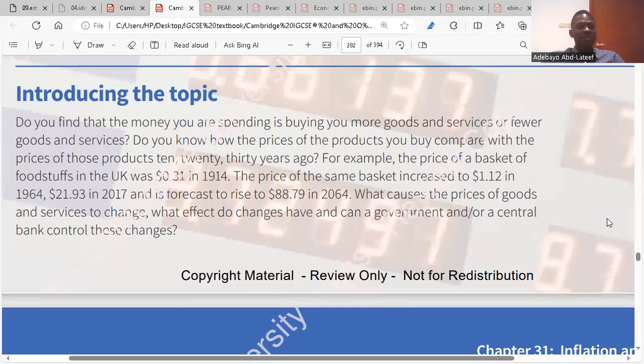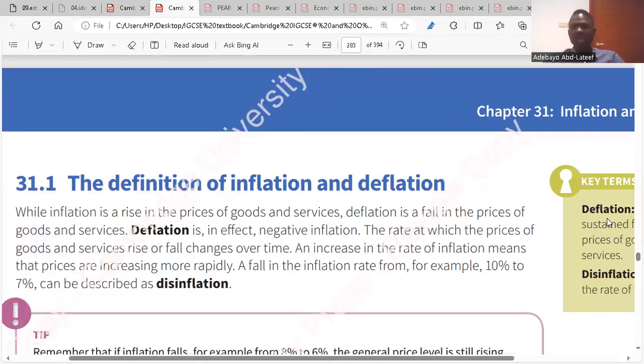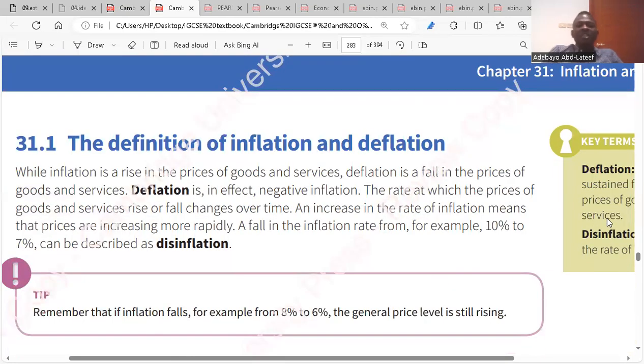What causes the price of goods and services to change? What effect do changes have, and can a government or a central bank control these changes? So these are basically inflation. So the definition of inflation and deflation. While inflation is the rise in the price of goods and services, deflation is a fall in the price of goods and services. So persistent rise is inflation, fall is deflation. Deflation is, in effect, negative inflation.